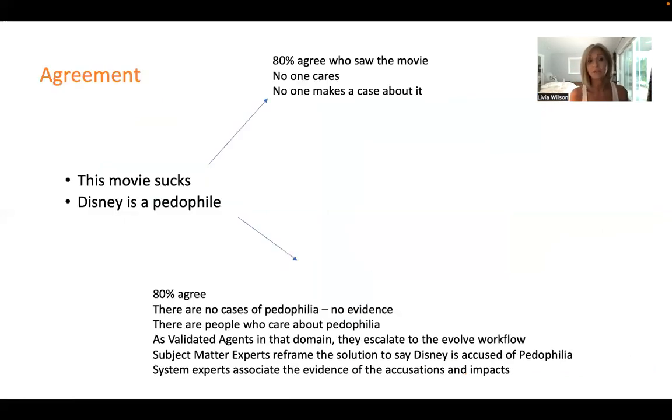Now, agreement is people piling on to a particular object. And if they agree to it, that they say, yes, this is true, then you have agreement. Like in the example of a movie sucks. This movie sucks. 80% of the people who saw the movie say it sucks. No one cares. No one makes a case about it because there's no disagreement. So it just stays out there as an object that if you wanted to find out whether this movie sucked, you could look it up and find out that this movie sucks 80% of the time.